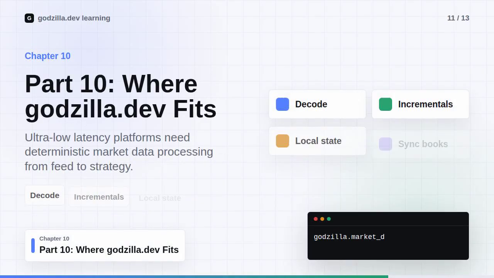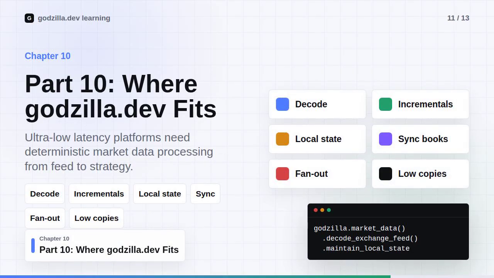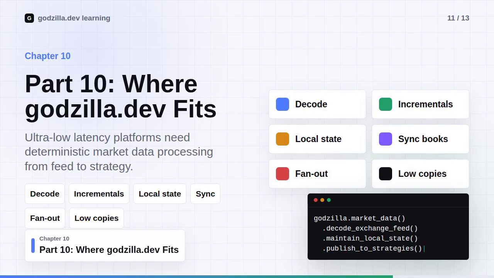Efficient market data processing is a foundation of ultra-low latency trading infrastructure. A production platform must decode exchange messages, process incremental updates, maintain local market state, synchronize order books, distribute events across strategies, minimize memory copies, and keep latency deterministic. These requirements define much of the architecture behind godzilla.dev.